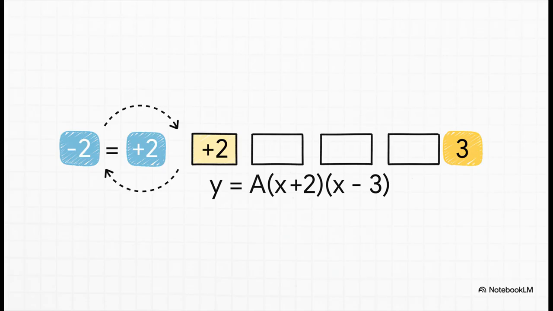Now, we just plug those numbers directly into our factored form. And this is super important. Notice how the signs flip. x minus a -2 becomes x plus 2, while x minus 3 just stays x minus 3. And just like that, we've built the skeleton of our equation.